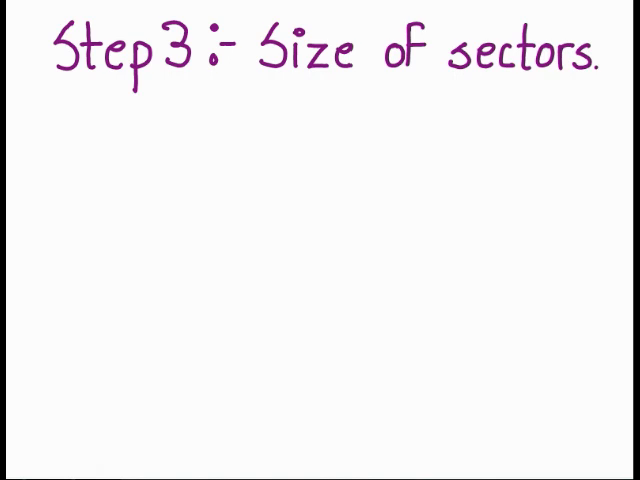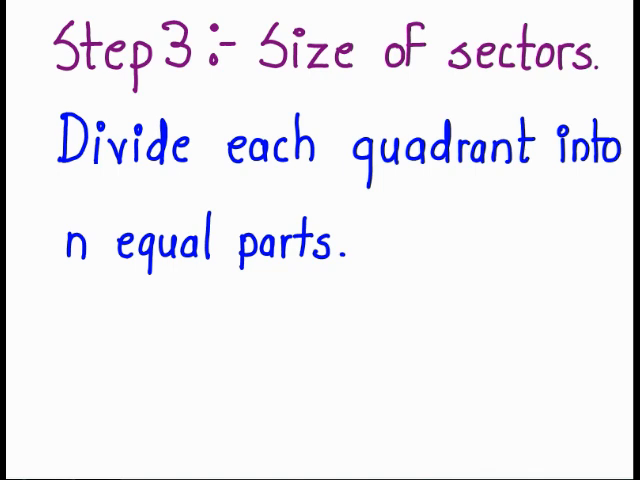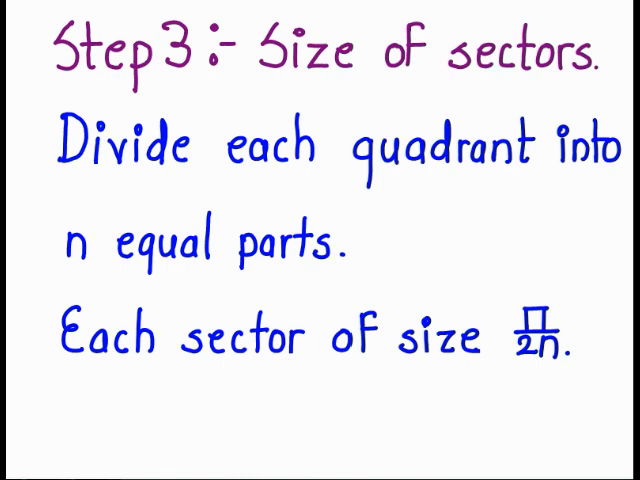In step number 3, we find the size of a sector. Now how to find the size of a sector? Divide each quadrant into n equal parts. So each sector is of size pi by 2n, because we know that each quadrant size is pi by 2 and we divide it by n, so we get pi by 2n.